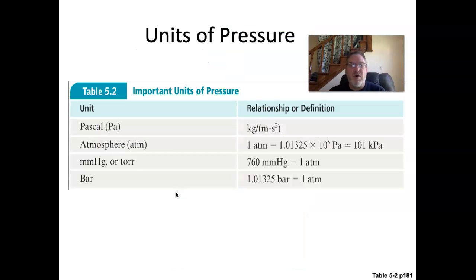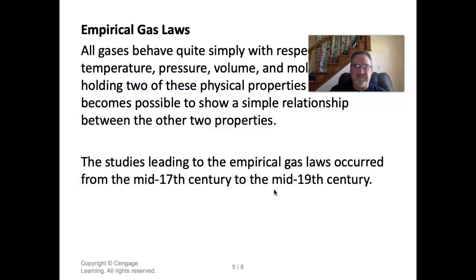This is going to be a very important table, and one that I want you to refer to because it gives you relationships between the different pressure units. The most common one that we're going to see is atmosphere, and you can see the relationship here between atmosphere and pascals and kilopascals. But you'll also see measurements in millimeters of mercury and torr, and then also what we call the bar. So this is a table that I want you to refer to.